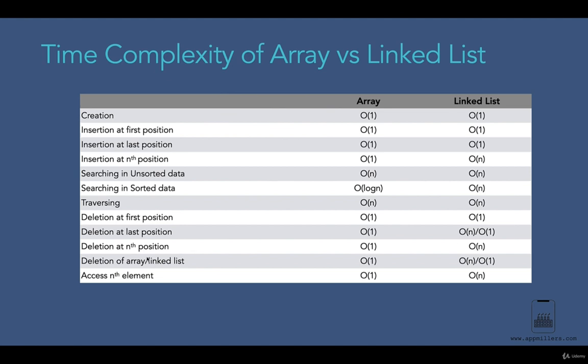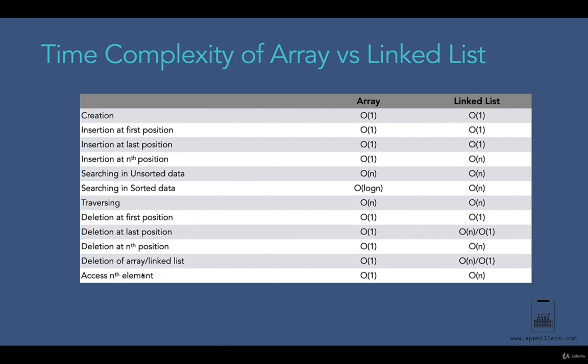Now, when it comes to deletion of the entire array and linked list, in the case of an array, it takes O(1) time complexity. When it comes to a linked list, it might take O(n) or O(1). In the case of a single linked list, it takes O(1) time complexity, because here we just need to update the tail and head references to null, and then all elements will be deleted automatically. But in the case of a double linked list, we have to loop through the double linked list to update the previous references of all nodes to null. So this loop will take O(n) time complexity. So deletion of the entire linked list in the case of a double linked list will take O(n) time complexity.